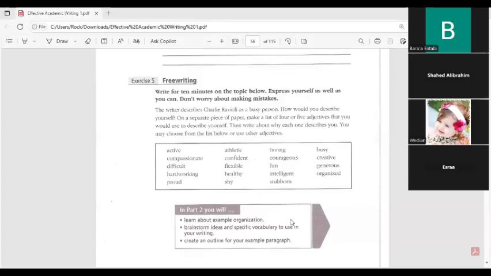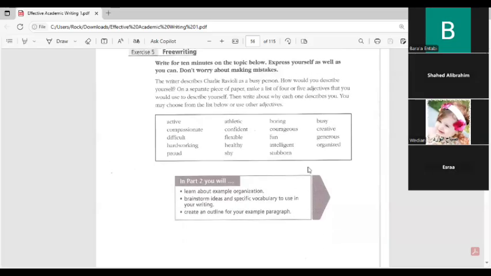Is it clear? Okay, and it is very important to know in English how you describe yourself, how you express yourself in English. So this is your homework, and it is very important homework. Give it a try and try your best to do it.